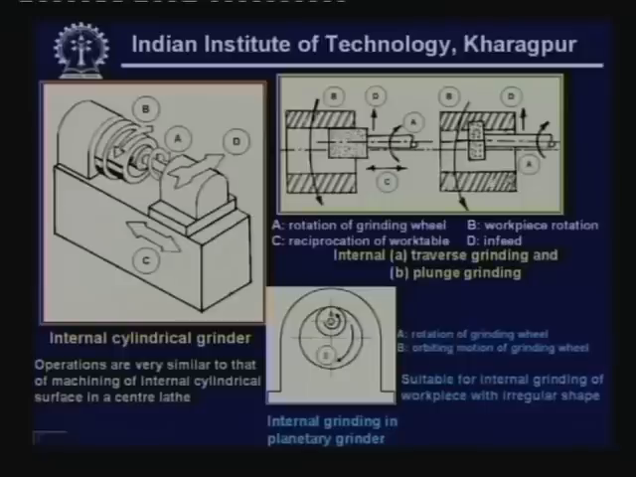We have two modes of grinding. One is the traverse mode, where the wheel has to reciprocate over the entire width of the job, or we can have plunge cut grinding, where we need to grind a groove as has been illustrated in this figure, where we do not require any reciprocation of the wheel, and this is known as plunge cut grinding.